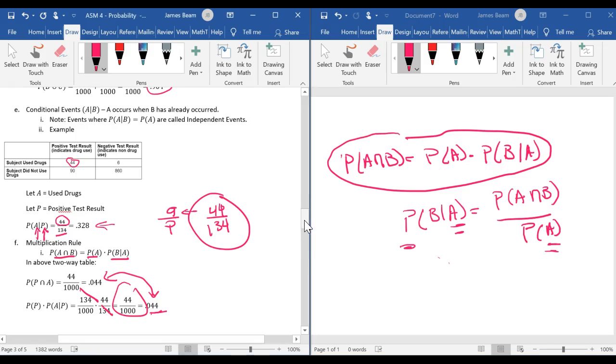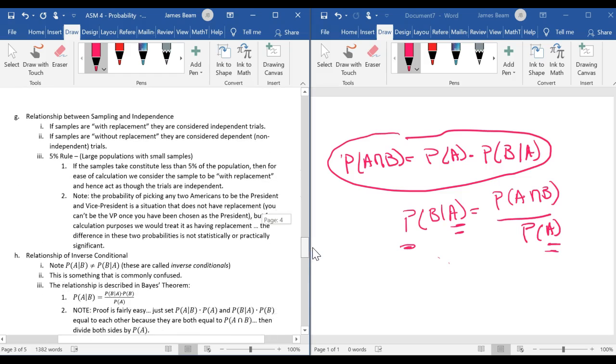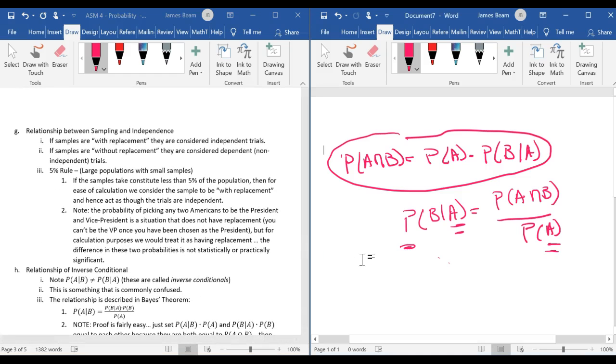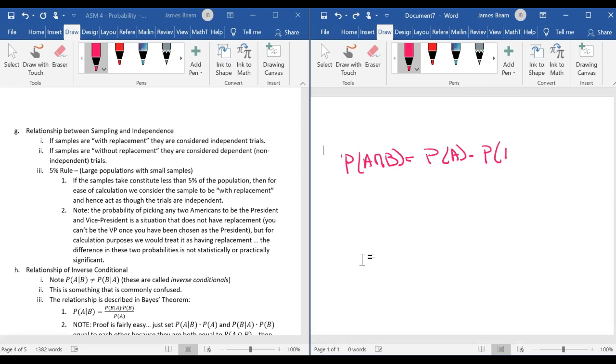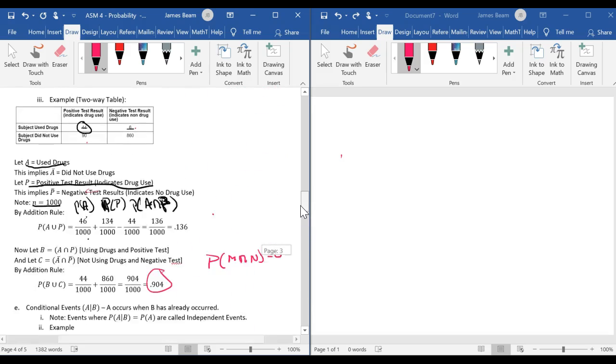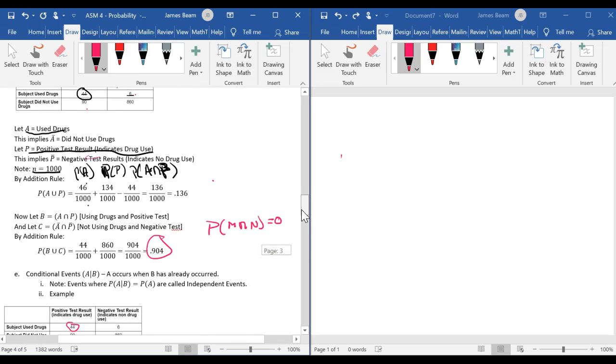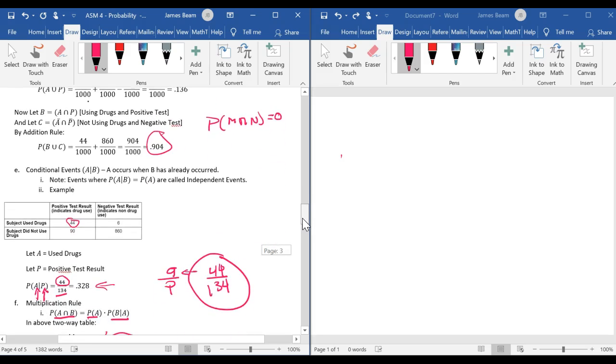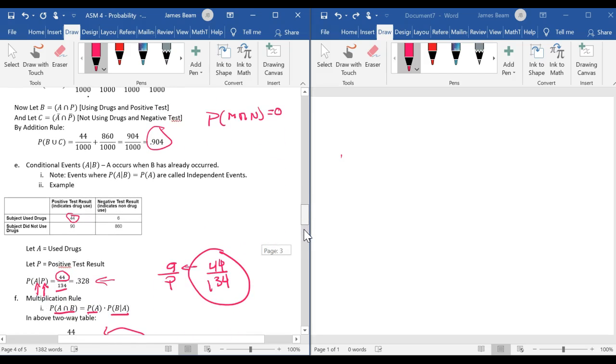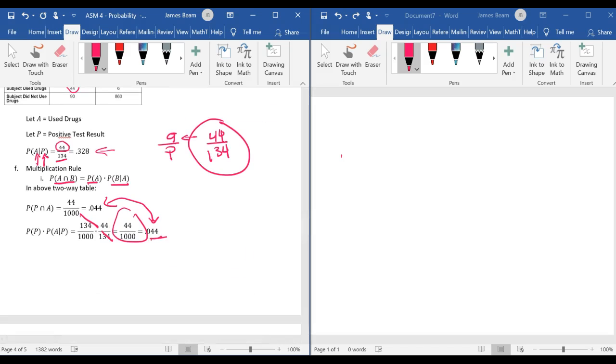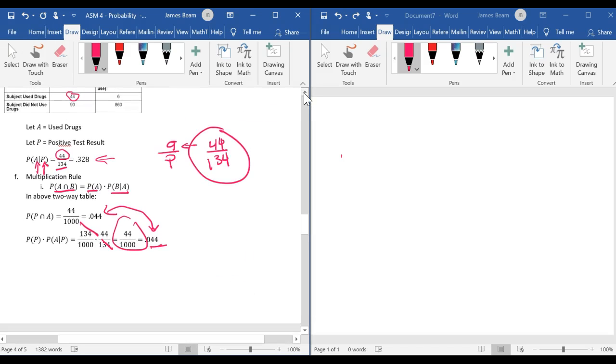All right, so let's talk about a little bit of sampling and independence. Okay, so independence, I think I have it above here. Yeah. Independence is a matter of conditional probabilities. So it's there at the very top of it.